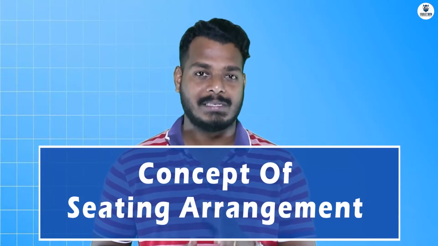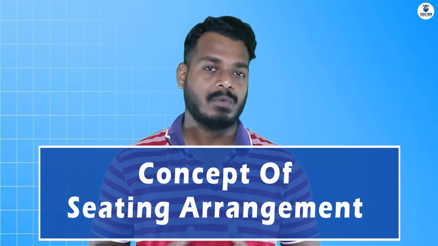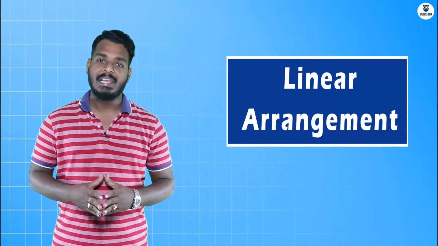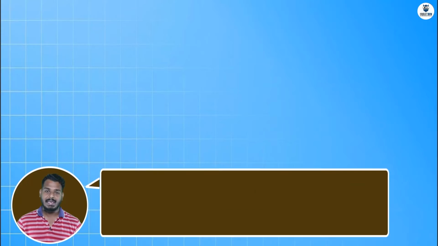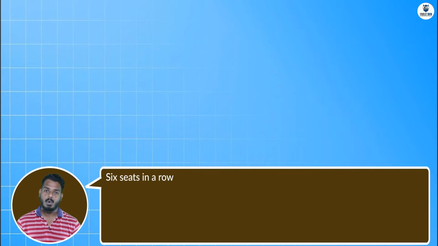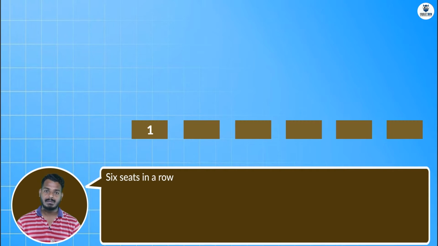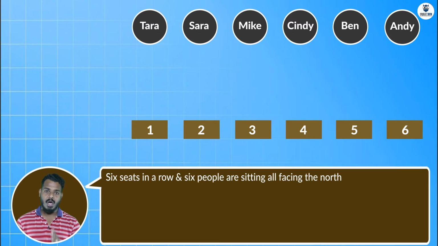And now let's quickly see some tricky terms and statements which are always a part of these questions. Let's take the example of a linear arrangement. Say there are 6 seats in a row, something like this: 1, 2, 3, 4, 5 and 6. And in these 6 seats, 6 people are sitting all facing the north. So the north would be upwards.